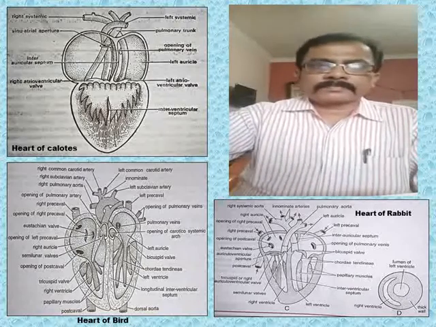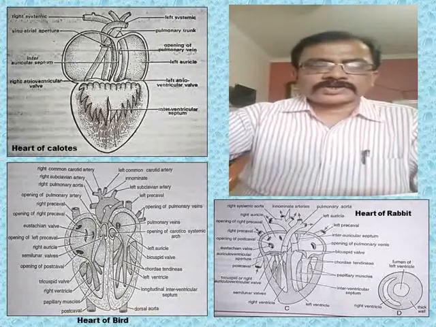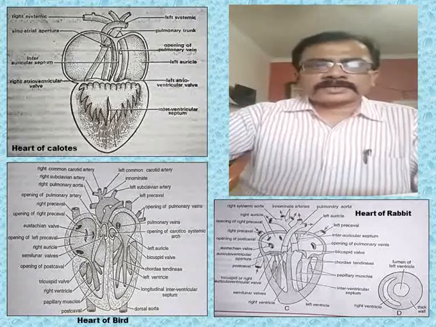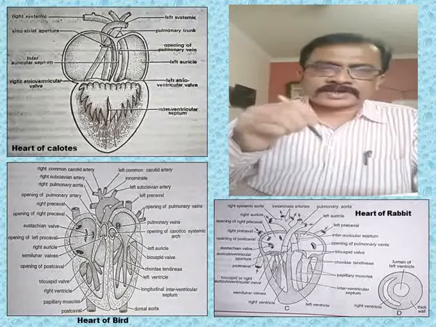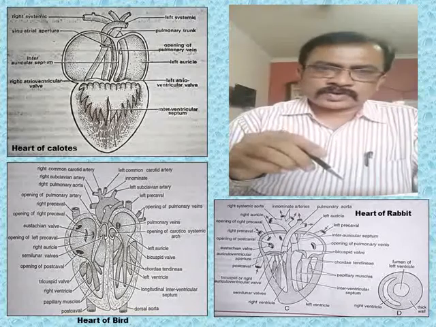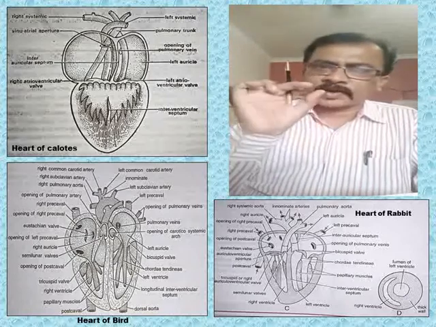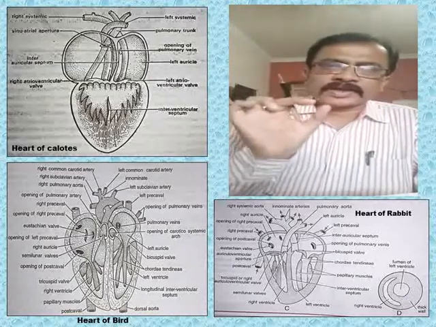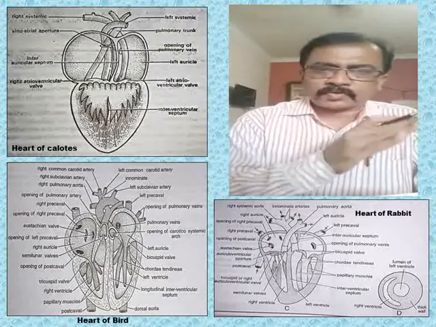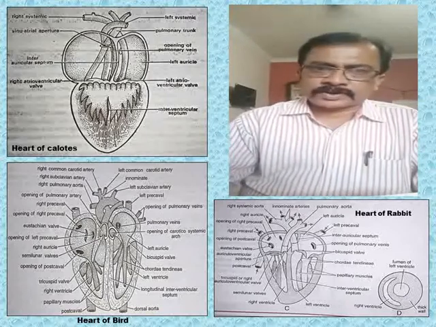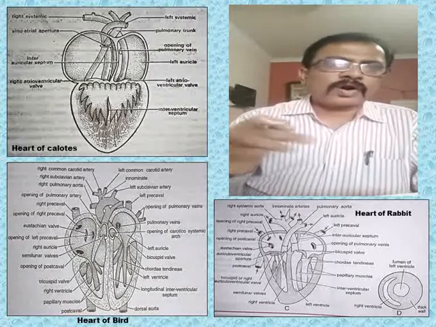And then sino-auricular aperture, or sino-atrial aperture. In lizard, sinus venosus is present, so it opens into the dorsal wall of the right auricle through an oval, egg-shaped aperture, and that is guarded by a pair of flap-like valves.